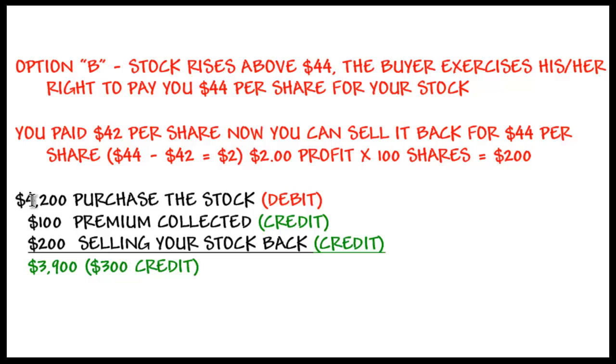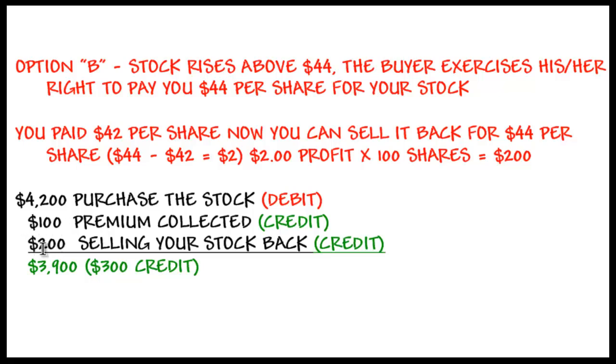Initially, we had to come up with $4,200 in order to purchase the stock, and this was going to be a debit. And we also collected upfront the $1 premium times the 100 shares. So that gave us a $100 premium, the total premium that we collected, and this is going to be a credit. Now, we're looking at option B.